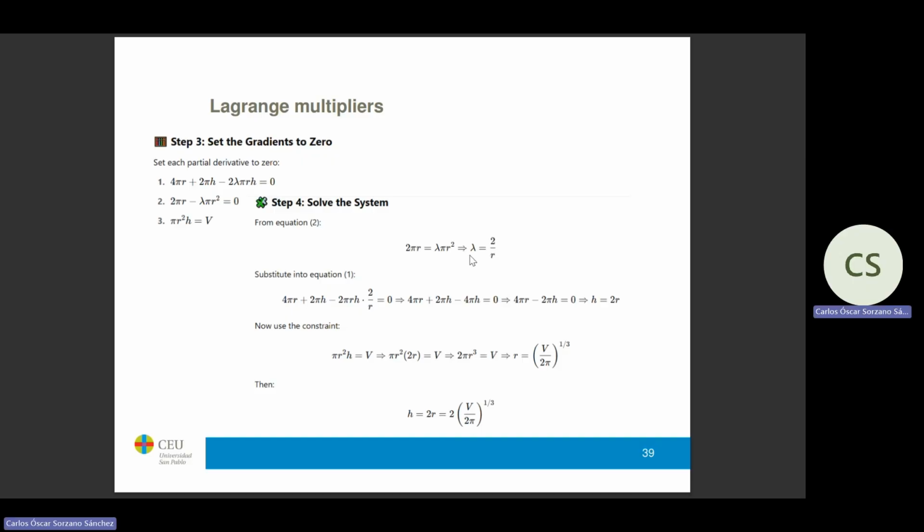So now we can eliminate lambda from the equation. We substitute lambda into equation 1, because we have lambda here. This has to be zero. So now it depends on r and h, and then we can have a relationship between r and h. Now we go to equation 3, that is the constraint, and we substitute h, and then we can solve for that. It is the same solution that we had before.